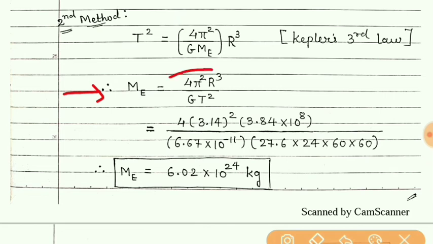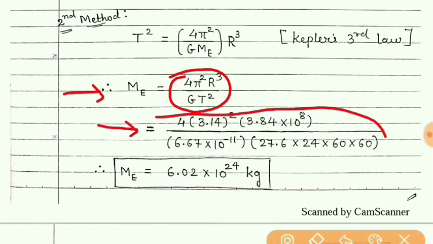Now all the values are given to us. Just put these values and then calculate it. You have to calculate this and you will get the mass of the earth approximately 6.02 into 10 raised to 24 kg.